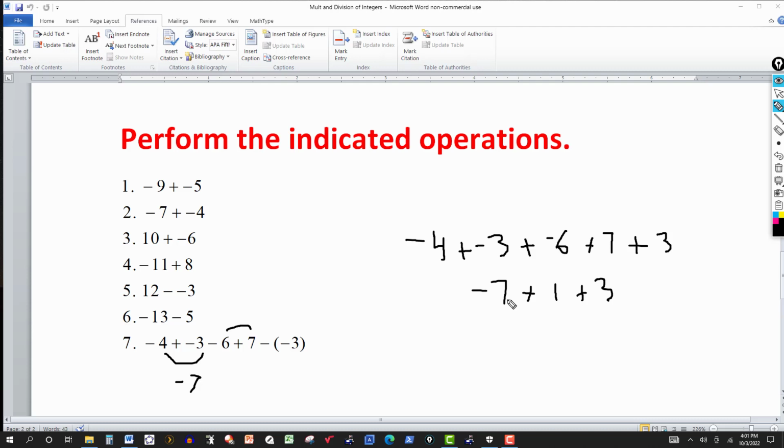Either way you want to do it, you can add the negative 7 and the 1 first. That's going to give you a negative 6. You can add the 1 and the 3, that's 4. So if I add these two first, that gives me a 4. And then negative 7, add 4. Now again, follow the rules for addition. I'm adding two numbers with different signs, negative 7 and a 4. So I disregard the sign and subtract the smaller from the larger. 4 from 7 is 3. And the larger number 7 has a negative, so the answer is negative.